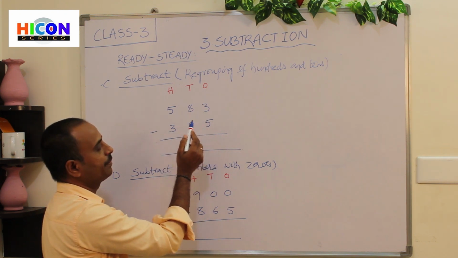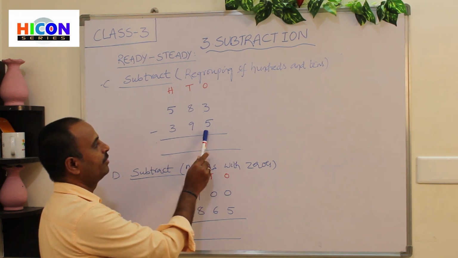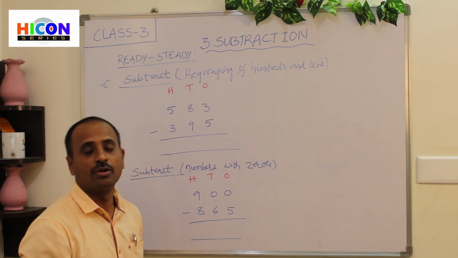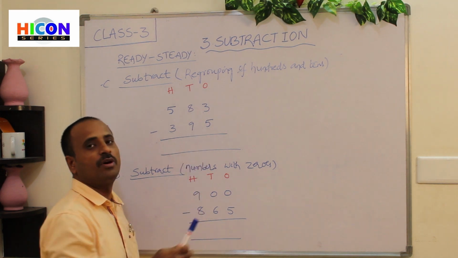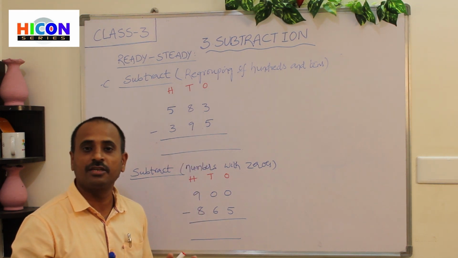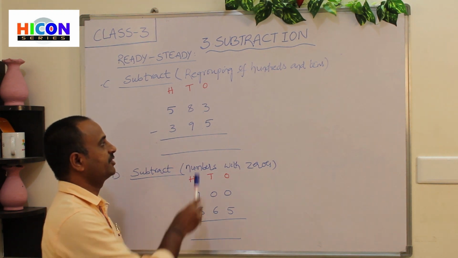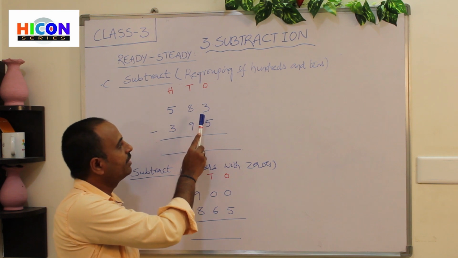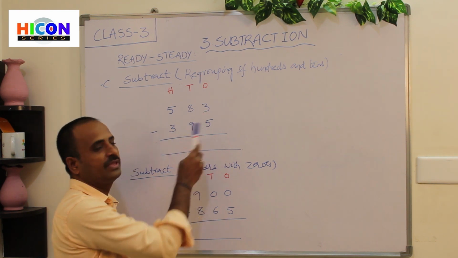3 and 5 are present under ones place. So now subtract 5 from 3. So can we subtract 5 from 3? No, because 3 is the smaller number, 5 is the greater number. We cannot subtract a greater number from the smaller number. So the subtraction is not possible here. We cannot subtract 5 from 3.